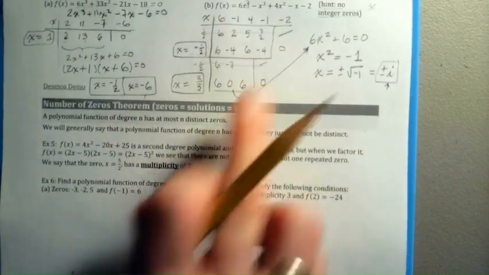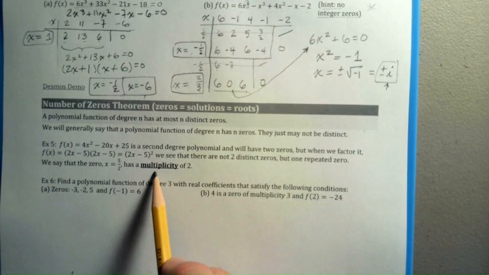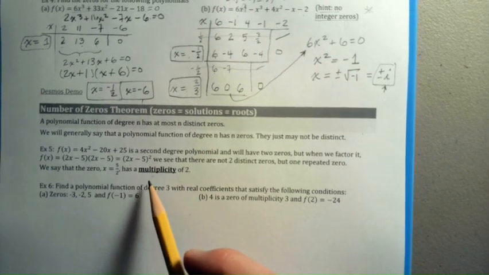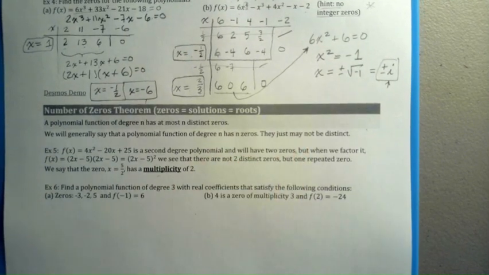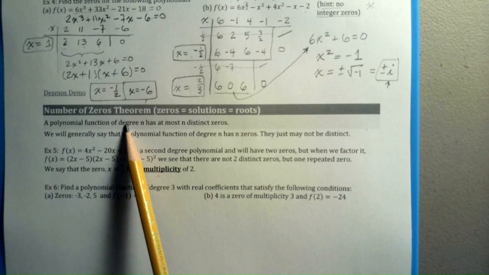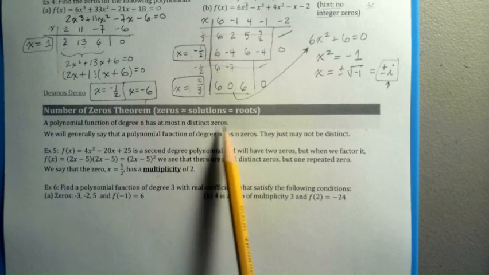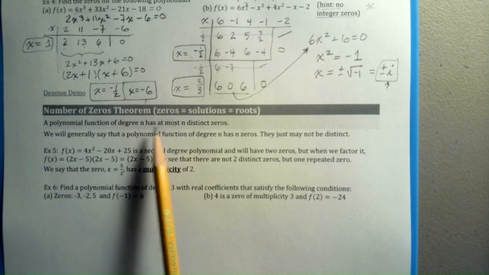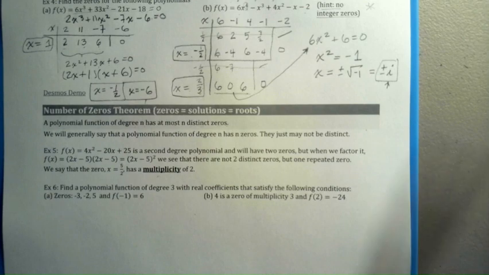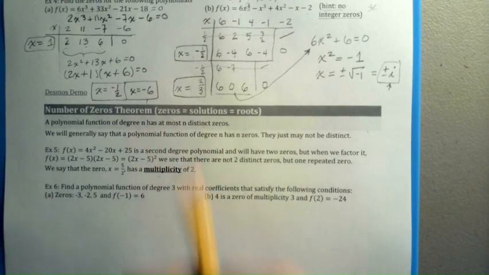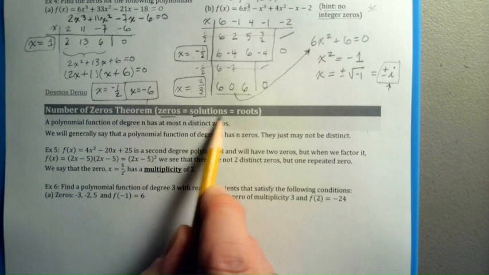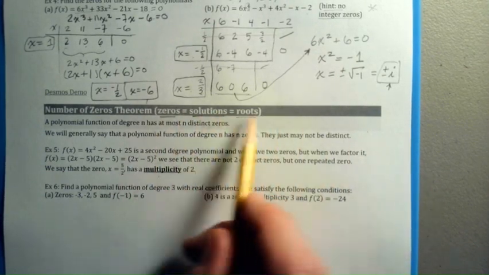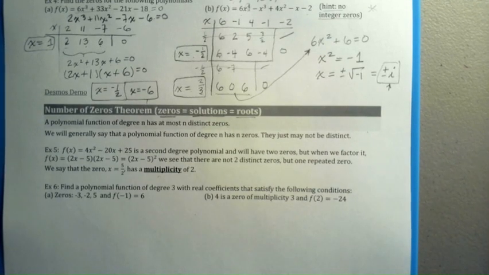Oh, I was already talking about multiplicities up here, and this will make more sense when I talk about multiplicities of 2. It just means that it's a repeated root, basically, a repeated solution. All right, a polynomial function of degree n has at most n distinct zeros. So that is the number of zeros theorem. It essentially means that the degree tells us the number of solutions, or number of zeros. So there's 3 terms: zero of the function, solutions, or roots. All 3 of those are synonymous terms. So you might hear me say, what are the roots of it? What are the solutions to it? What are the zeros of it? Okay.